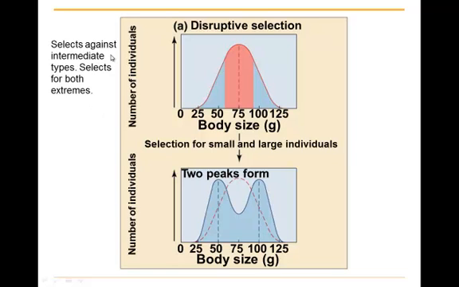So here's the description. Disruptive selection selects against intermediate types, selects for both extremes. And I guess our little summary is, in disruptive selection, it does not pay to be average. And there's not a particular type of environment. Disruptive selection occurs in special circumstances. And I'll give you one example of that. It's really not common compared to the other two. Stabilizing selection and directional selection are much more common than disruptive selection.